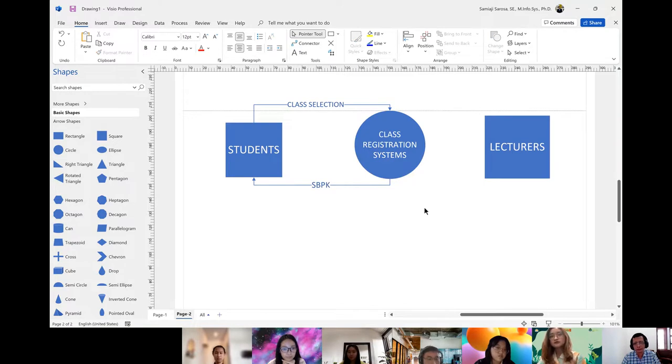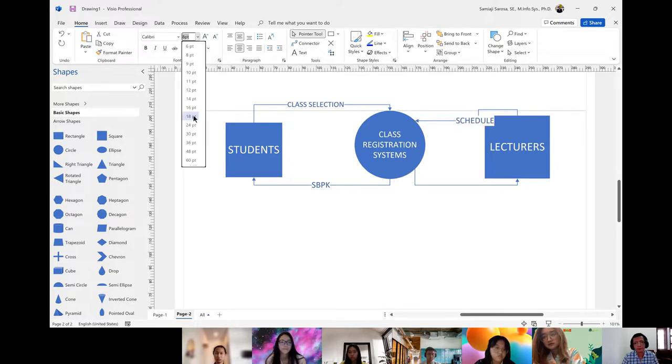Okay. Good. Now, the lecturers will receive from the system. The lecturer will receive class. This is the lecturer give schedule here. Okay. And will receive something. Okay, so what will the lecturer receive? Schedule? Will give schedule. This is for simplification. Okay.